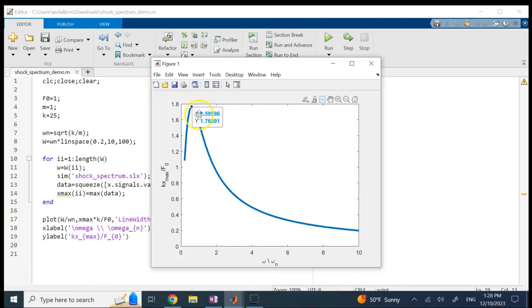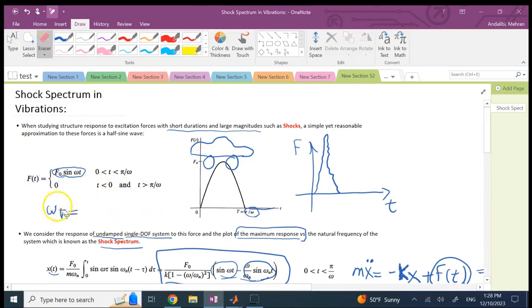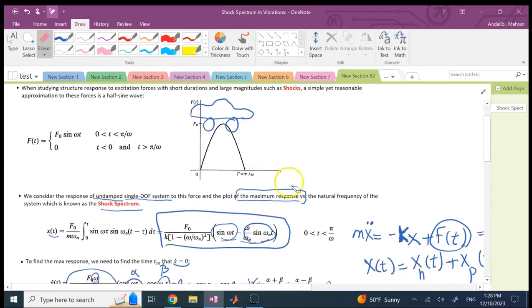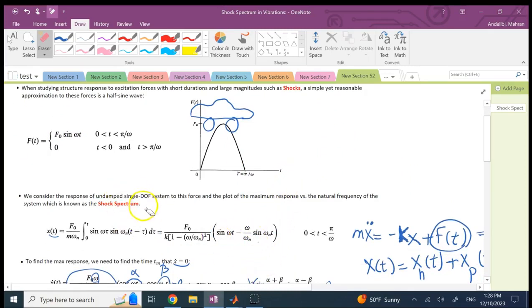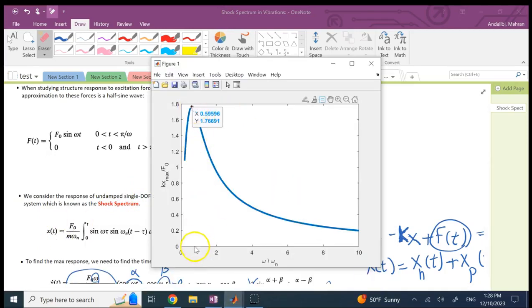One interesting thing about this graph is, as you can see, the maximum happens when omega is about 0.6 times omega n. You might say, why didn't it happen when omega was equal to omega n, and why didn't the magnitude go to infinity? Why didn't we have a resonance? Because remember, when we have a system with no damping and the frequency of the harmonic input is the same as the natural frequency, you will get resonance. Why didn't you get resonance, and why is the peak not at omega equal to omega n, or the ratio 1?